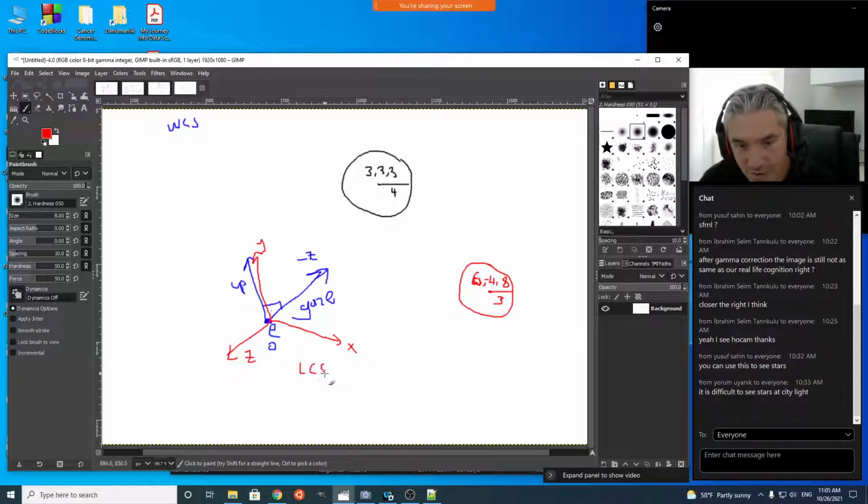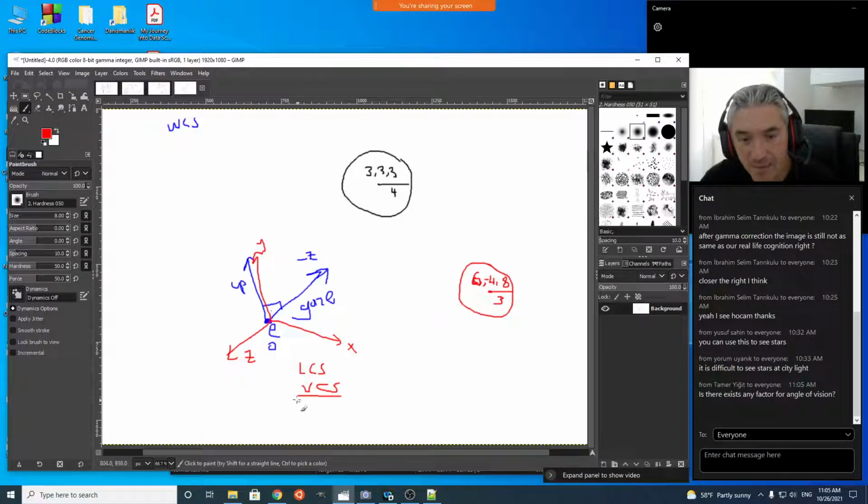So this is the local coordinate system, or sometimes named the viewing coordinate system, VCS, or camera coordinate system. So this is V, okay? The viewing coordinate system is what we have as the camera origin, the gaze direction, and the up vector. So if we have the gaze and up vector, these x, y, z camera axes can be determined from gaze and up vectors.